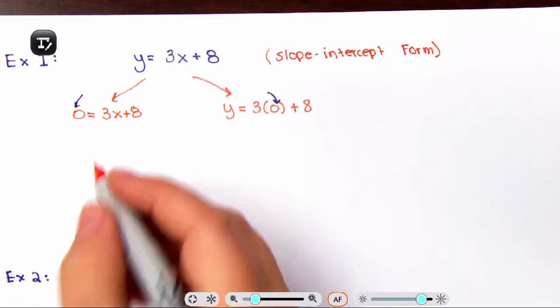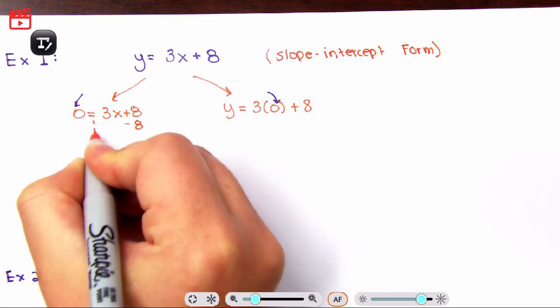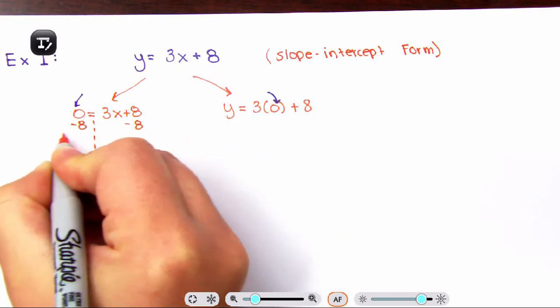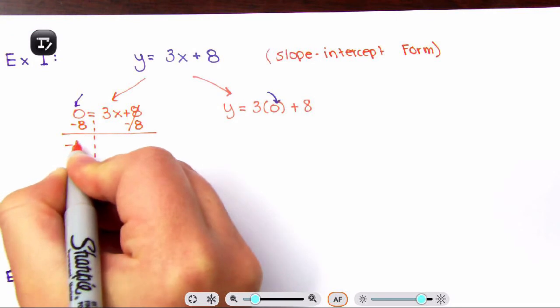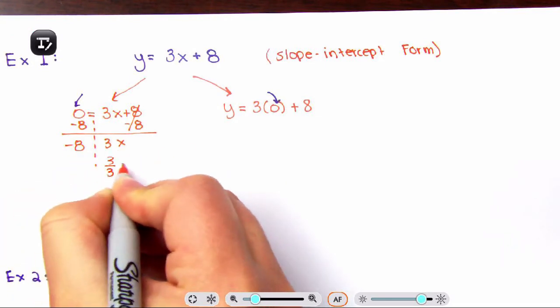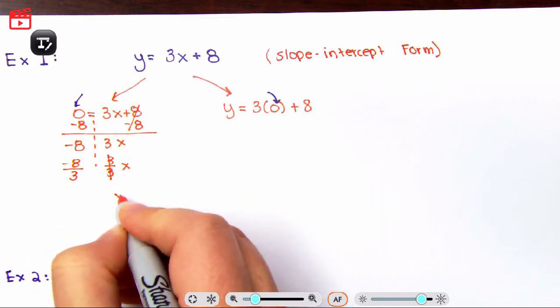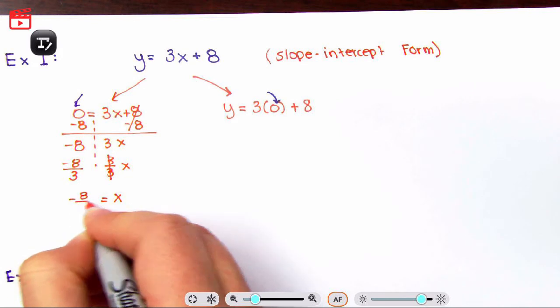All right, let's continue. So let's solve this for x. I'm going to subtract 8 from both sides. Here's my dotted line. So I have negative 8 is equal to 3x. I'm going to divide by 3 on both sides. That's 1. X is equal to negative 8/3.